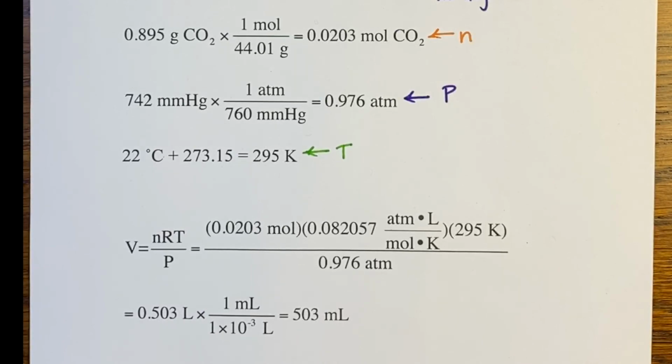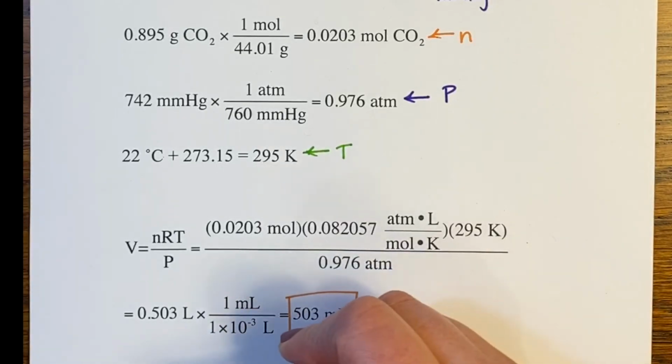When I solve the ideal gas law for volume, V is equal to nRT over P. As I plug all of the information I just found into the problem and solve, I find that the volume is 0.503 liters. My question specifically asks me for my volume in units of milliliters, so I'll need to do a conversion to milliliters. And the final answer that I get is 503 milliliters.